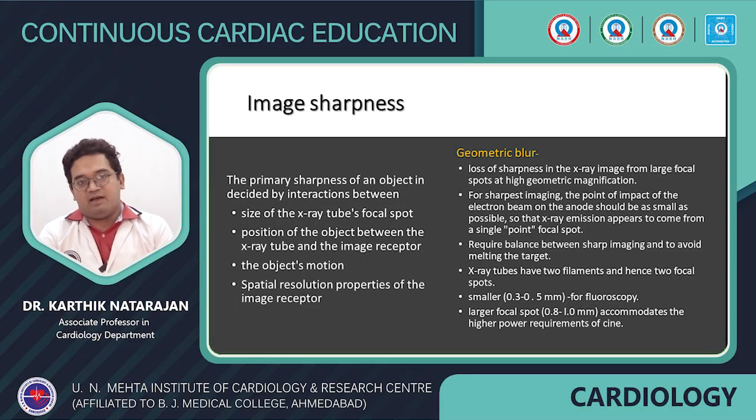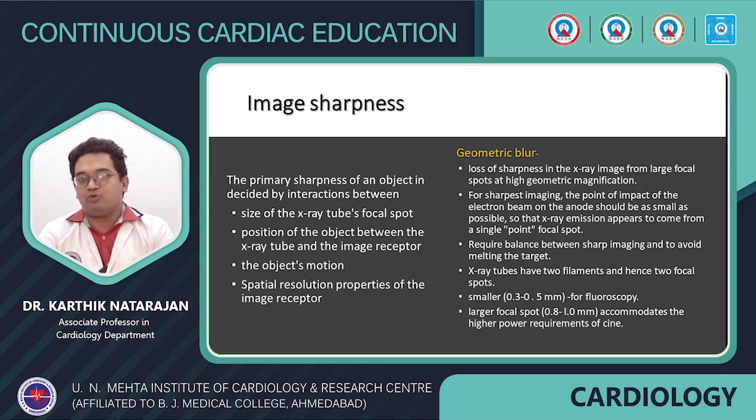The image sharpness. Now the primary sharpness of an object is decided by the interactions between size of the X-ray's focal spot, position of the object between the X-ray tube and the image receptor, the object's motion, spatial resolution properties of the image receptor. And there is something known as a geometric blur, where you have a loss of sharpness in the X-ray image from large focal spots at high geometric magnification. And for the sharpest imaging, the point of impact of the electron beam on the anode should be as small and as focused as possible, so that the X-ray emission appears to come from a single point focal spot.